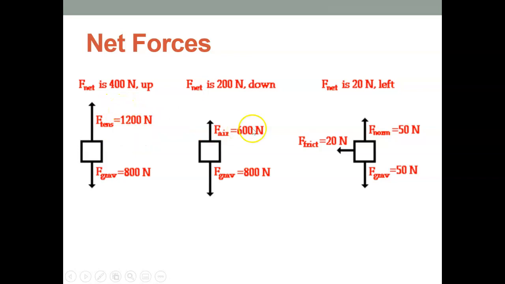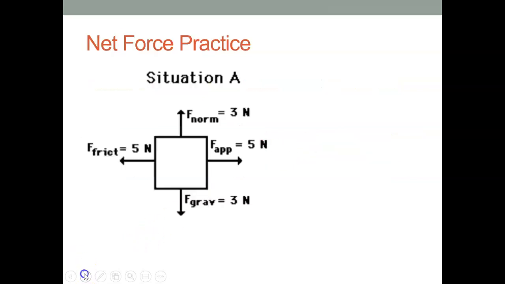In the second example, we have 600 going up, 800 going down. This being the bigger number, we're going to have 200 newtons going down as our answer. And here we have 50 going up, 50 going down, which cancel one another out, but we also have 20 newtons going to the left. So 20 newtons left is going to be our response.